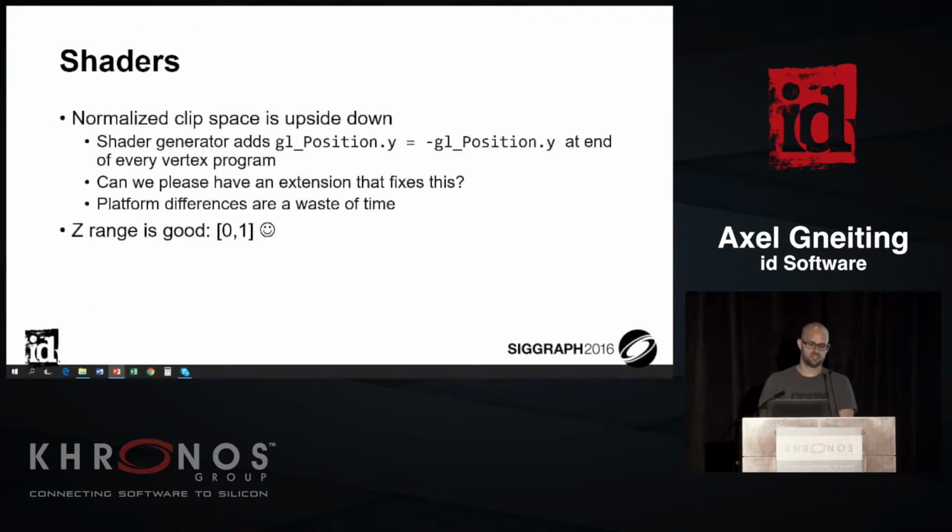We fixed that by just emitting invert on the gl_Position.y at the end of every vertex shader in our translator. And I would ask if we can't have an extension for this, because, for example, if you have geometry shaders or hull shaders, it gets more difficult to do this right in every case. And we think that those differences are a waste of time. What's good, though, is that the Z range is good versus OpenGL. It's from 0 to 1, so that matches the other platforms, and it's also better for precision.